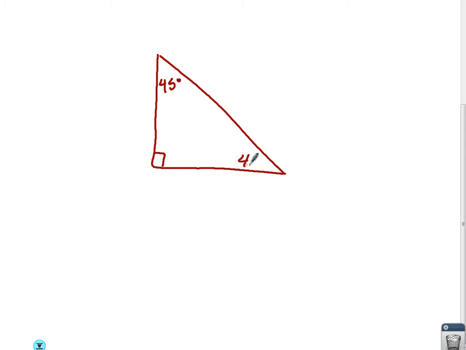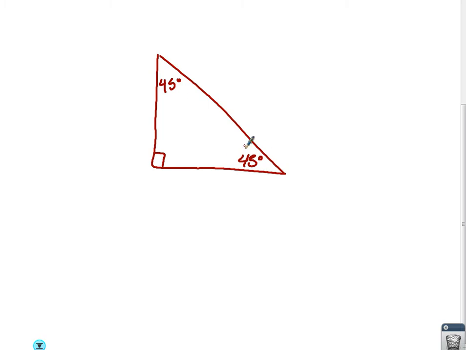What if we have a triangle that contains three angles that are 45, 45, 90? I put this in my notes. First off, what kind of triangle is that? It's a right triangle, and it's also an isosceles. That makes sense? Since you have two congruent angles, you also have two congruent sides.